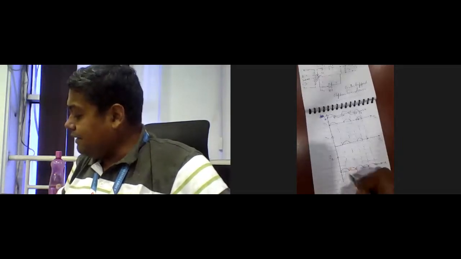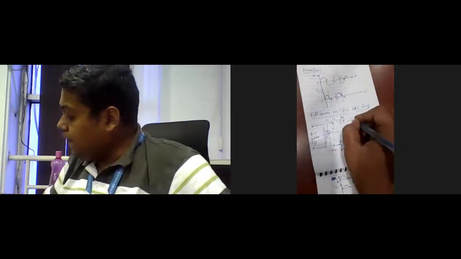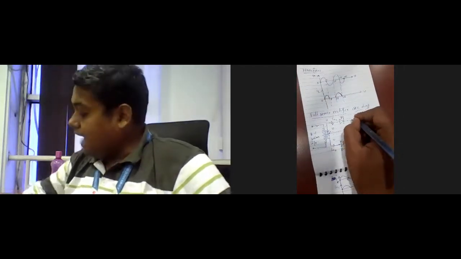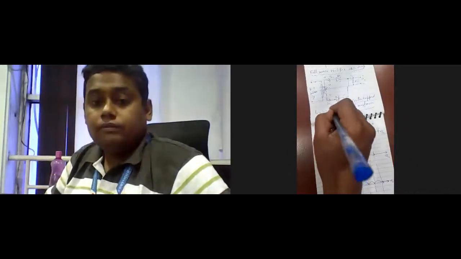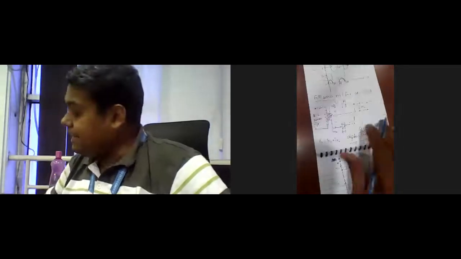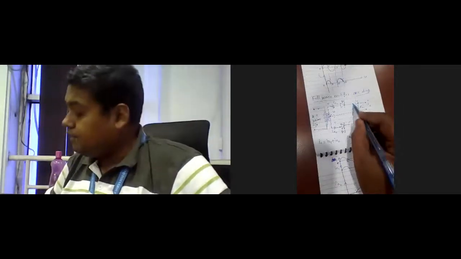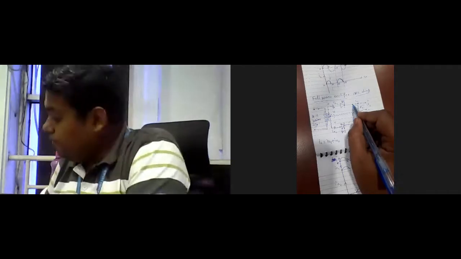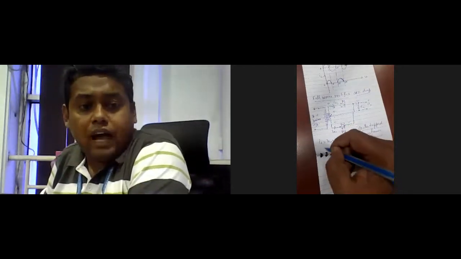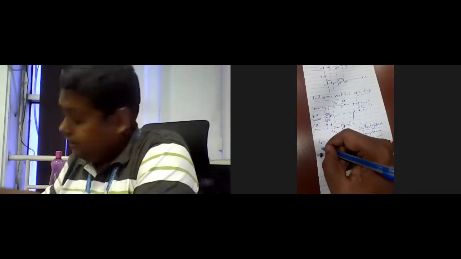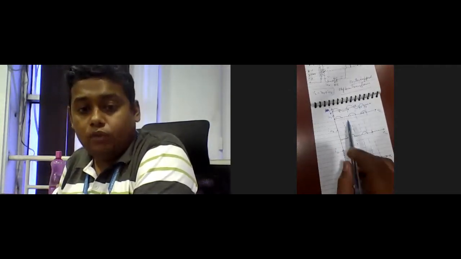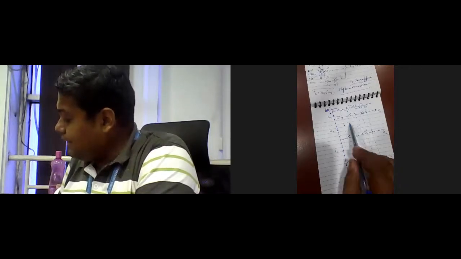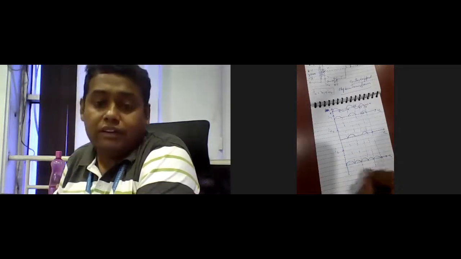And why do we add these? Because if we apply KCL in this node, IL is equal to IA1 plus IA2. So the load current is equal to IA1 plus IA2. Finally, if we add these two waveforms over here, we get the rectified output. These are the full wave rectified output.